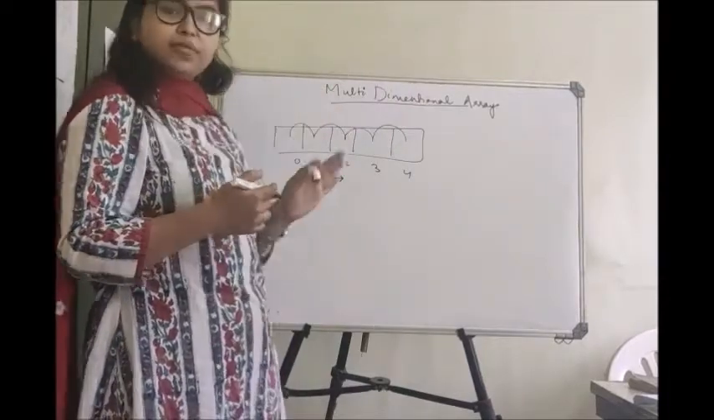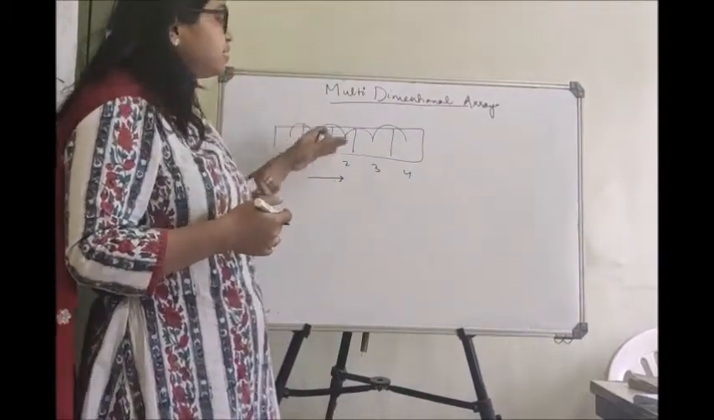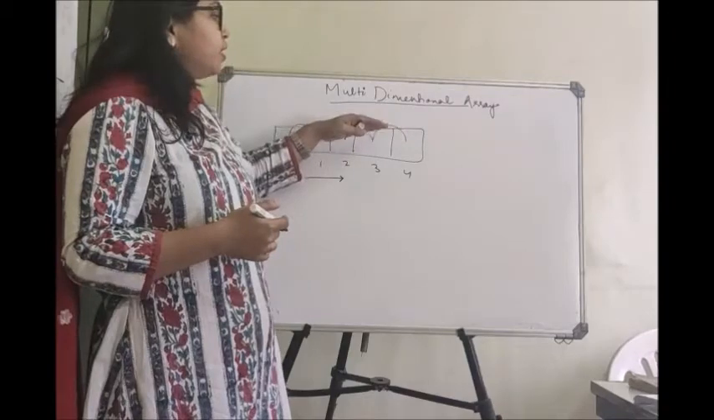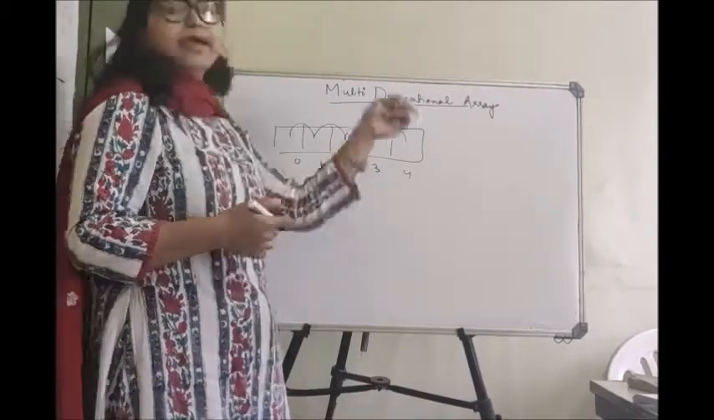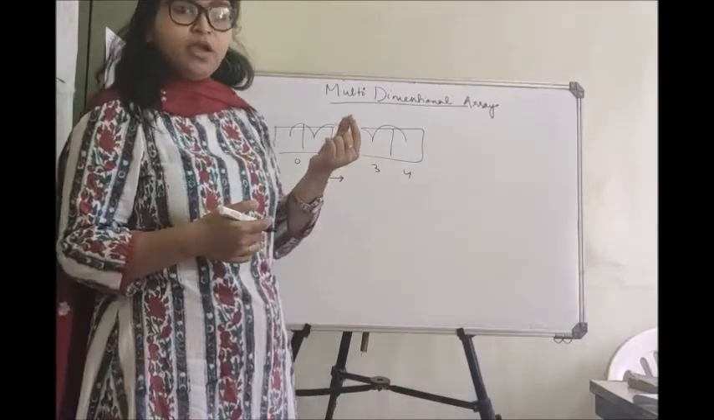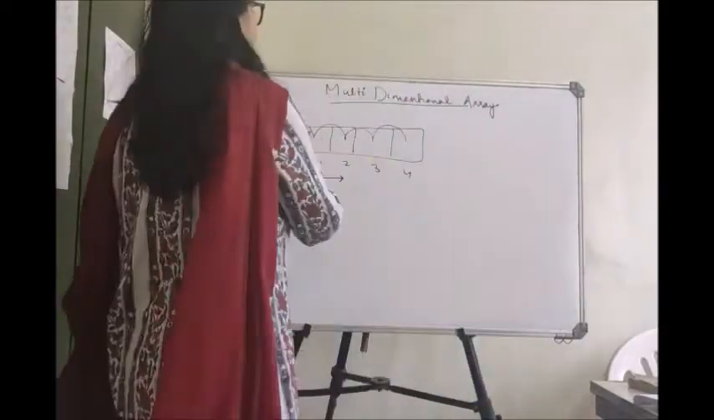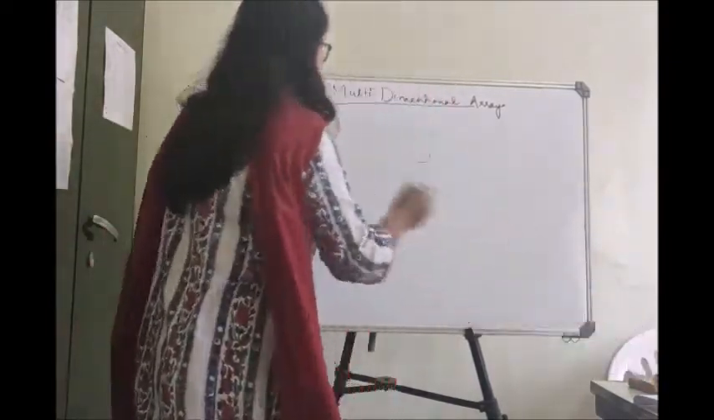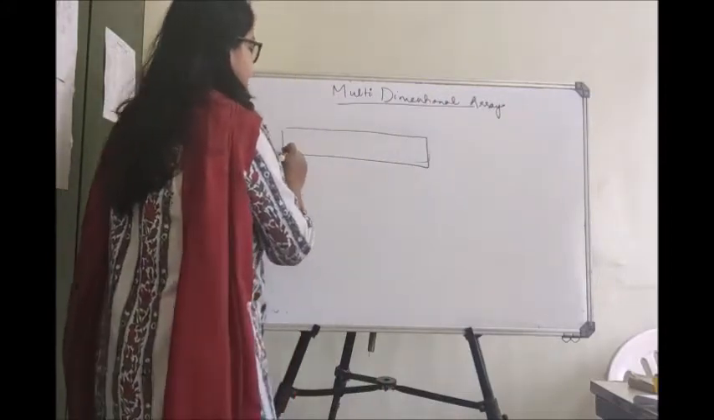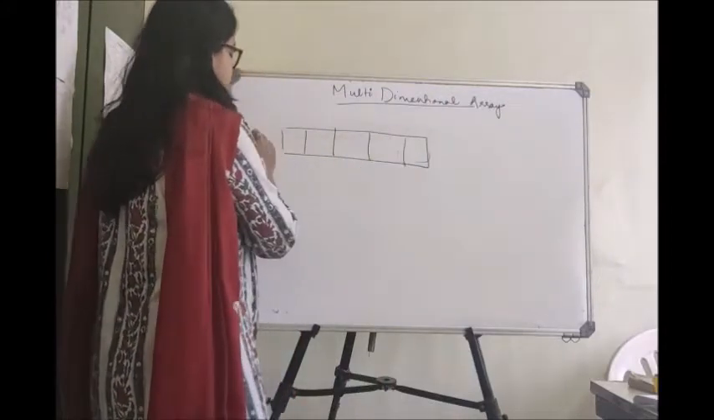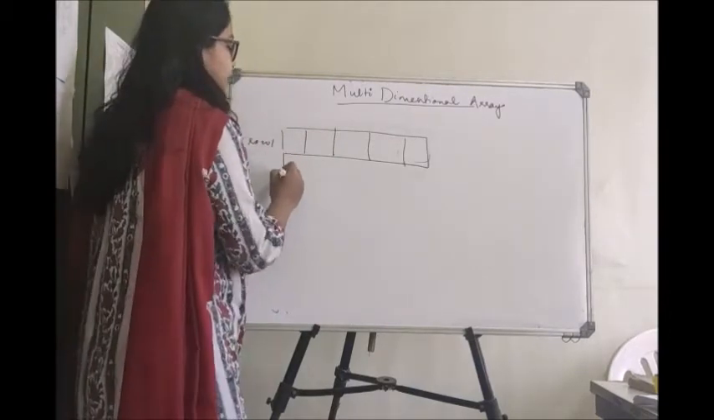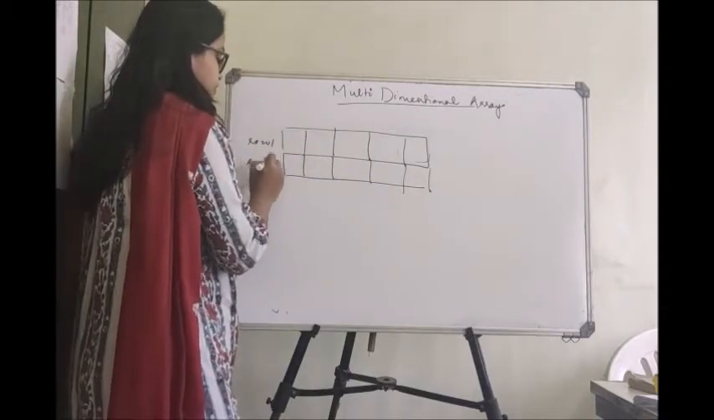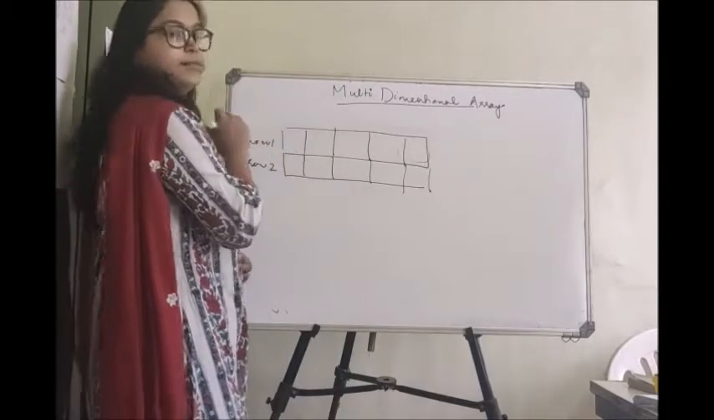What happens in multi-dimensional arrays? We maintain such a linearly stored array multiple times, and that entire arrangement is called one array. Are you getting it? Suppose I show you pictorially what happens in multi-dimensional arrays. Each linear array is called a row. This is row 1. Similarly, we maintain a different row, that is row number 2. So this is called a multi-dimensional array.